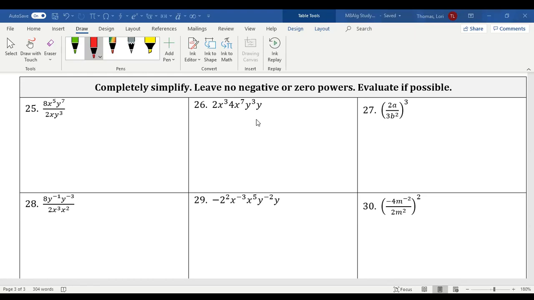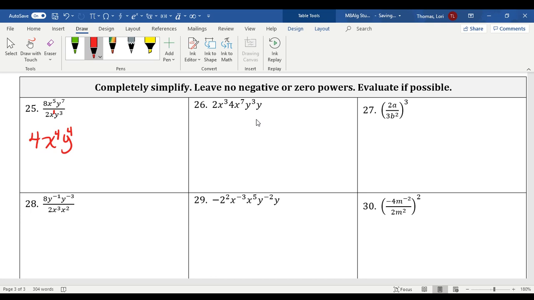Okay, let's continue with powers. So remember, when we're dividing, we're going to use the quotient rule. When we're multiplying, the product rule, and the power to a power, we multiply. So we have no like variables in the numerator, and so we're simply just going to divide. 8 divided by 2 is 4. And then we have x to the 5th divided by x to the 1st is x to the 4th. And then y to the 4th, 7 minus 3.